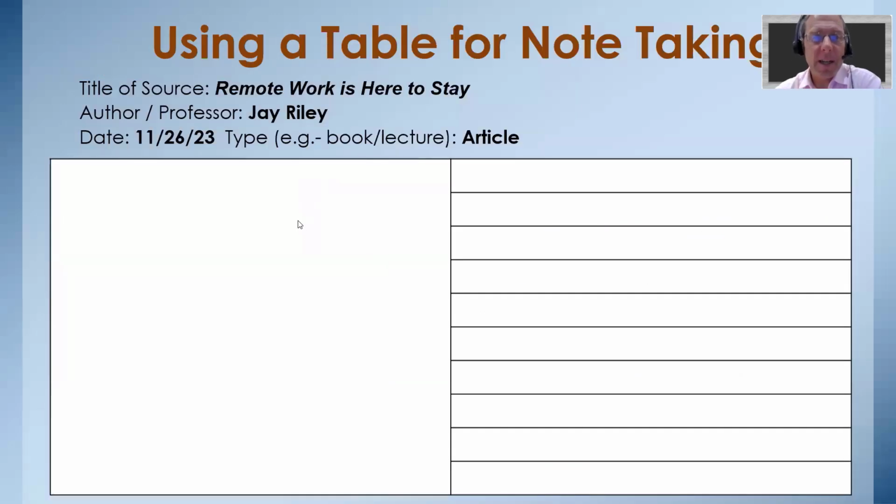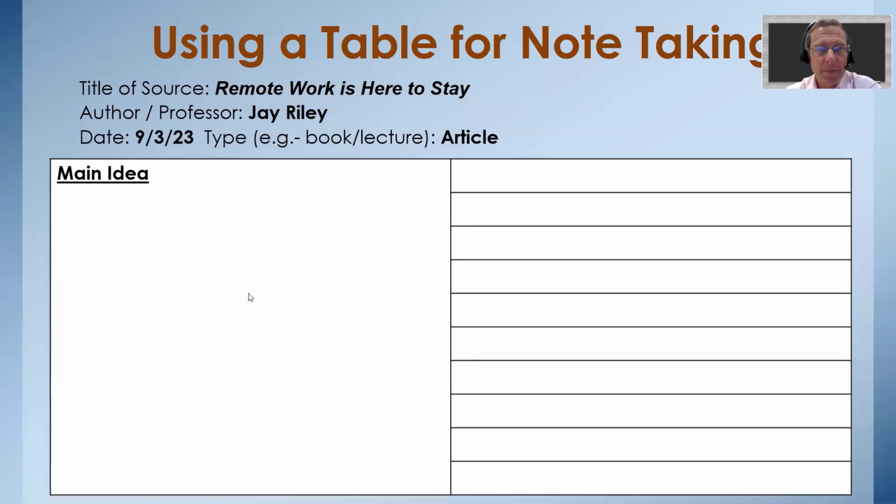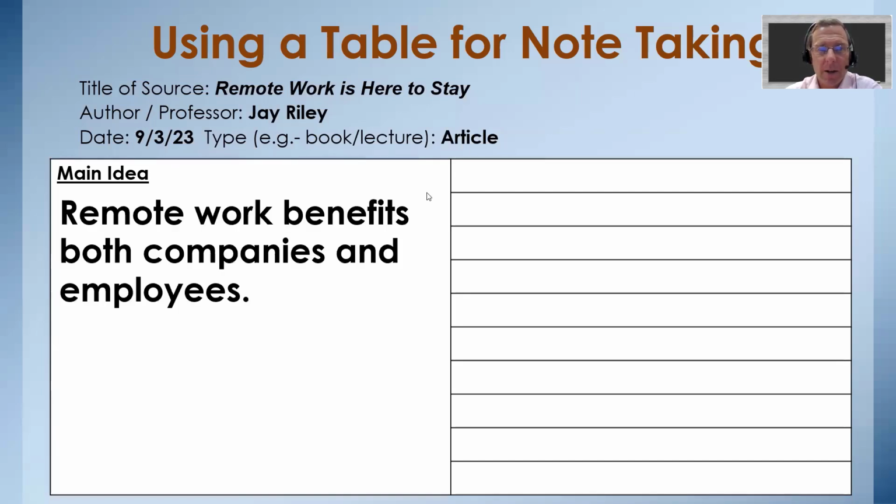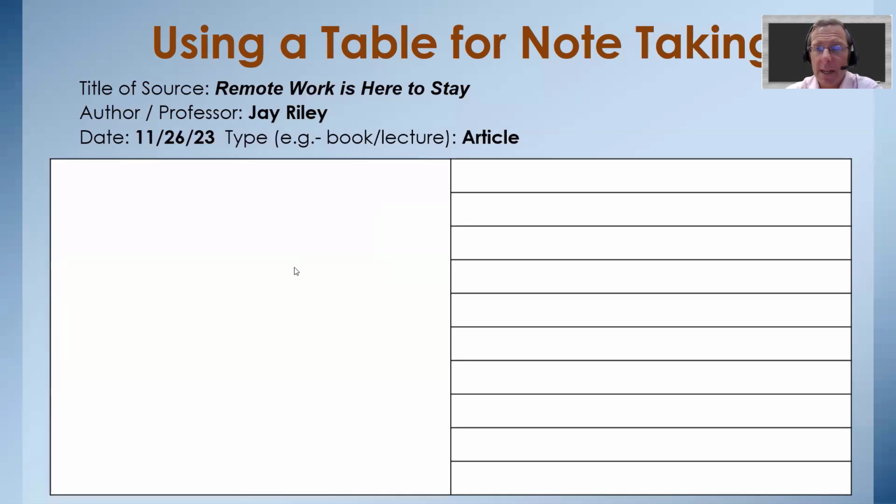All right, so here I want to put the main idea. And here I'm going to put my supporting details. Okay, so the title of the text is Remote Work is Here to Stay. It's written by me, Jay Riley. And this is the date, September 3rd, 2023, and it's an article. And the main idea is that remote work benefits both companies and employees. How do I know that's the main idea?